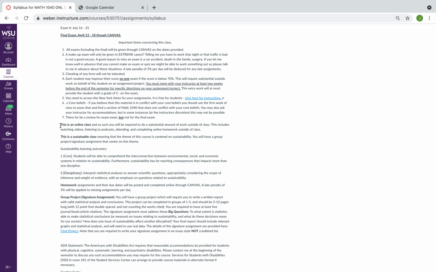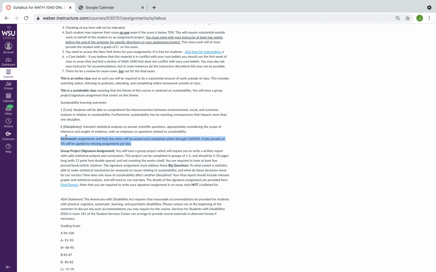Just some things I need to go over, which is that this is an online class. You're expected to do a lot of work outside of class. This may mean watching videos, podcasts, completing homework, reading your textbook, etc. Okay, this is a sustainable class, and several themes are related to sustainability, including your group or signature assignment. And we have these learning outcomes for sustainability. Okay.